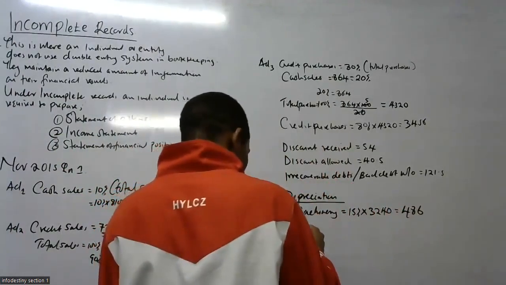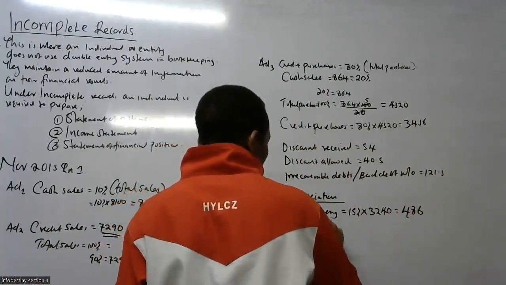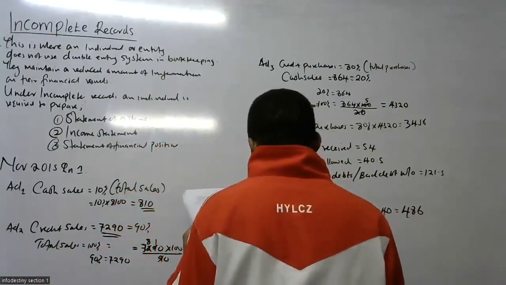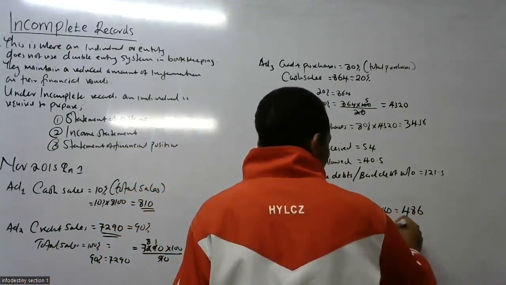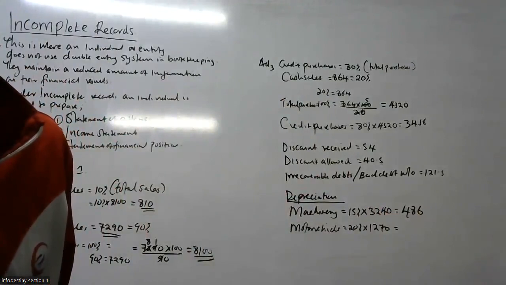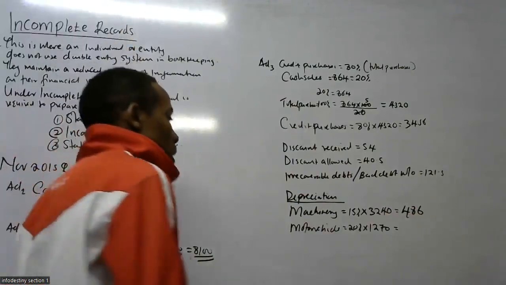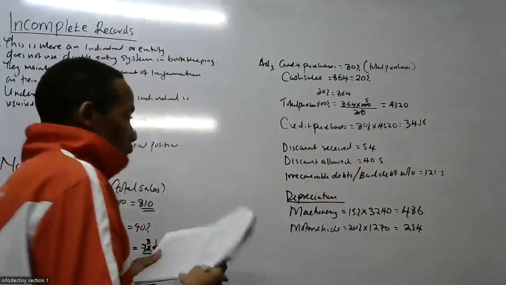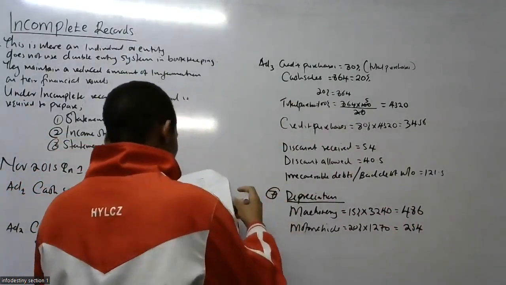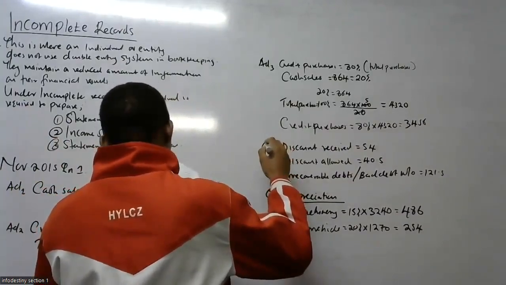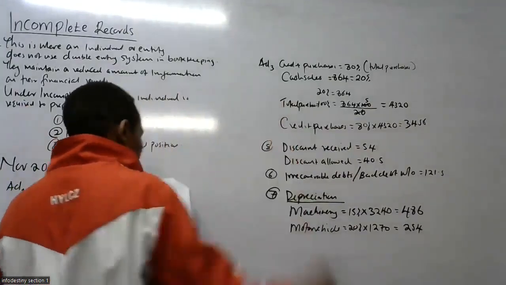Then we have motor vehicles, 20% on cost. The cost of motor vehicles is 1270. 20% of 1270 is 254. So this was additional information 7, this was additional information 6, this is additional information 5, and that was additional information 3.